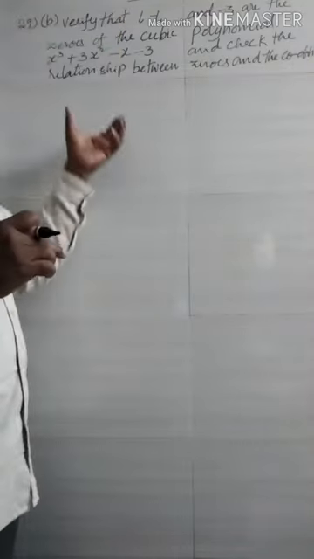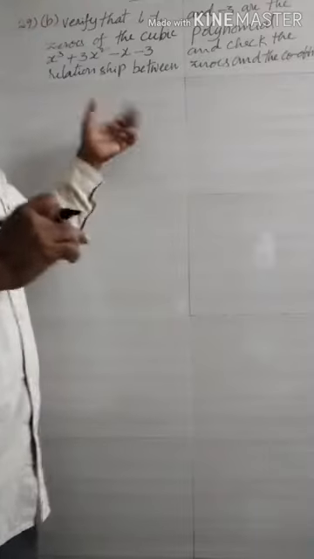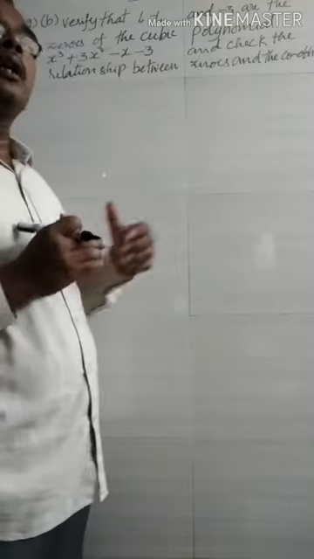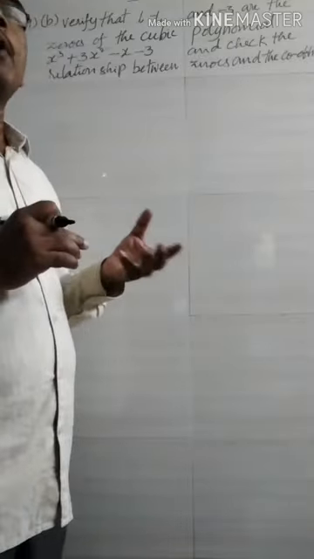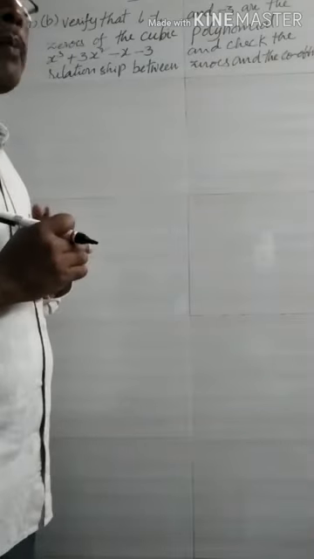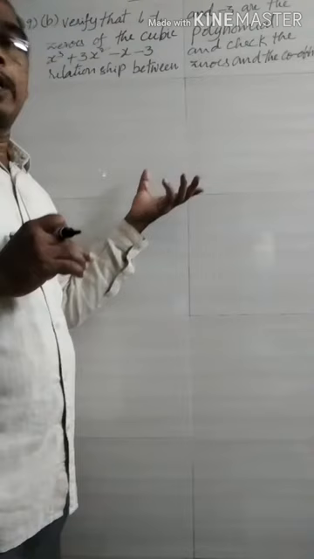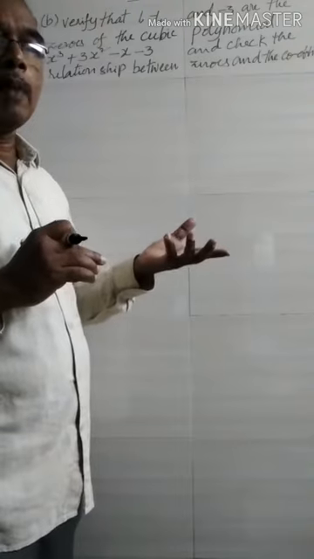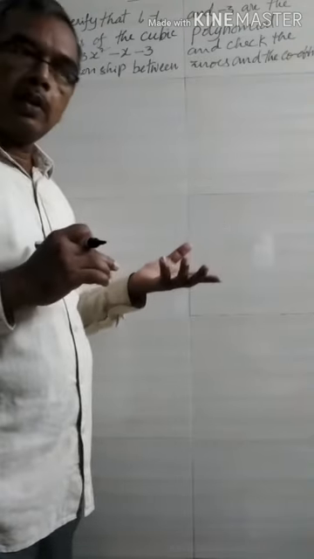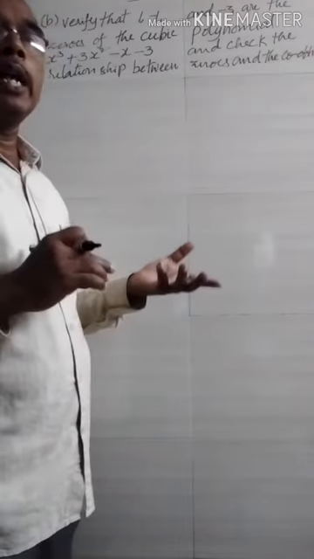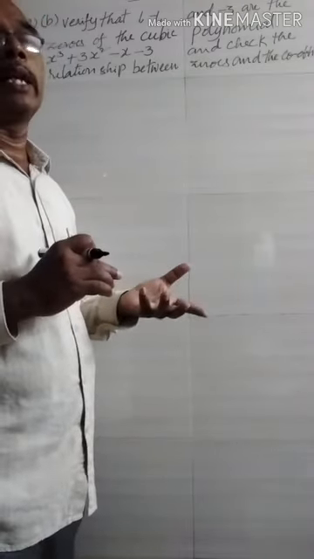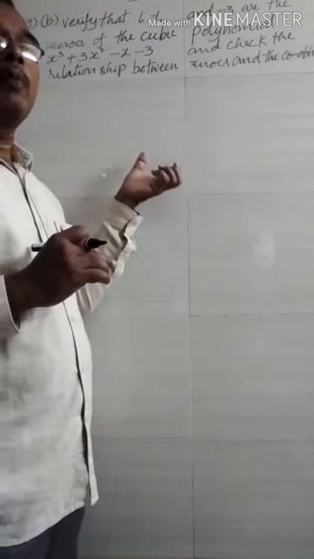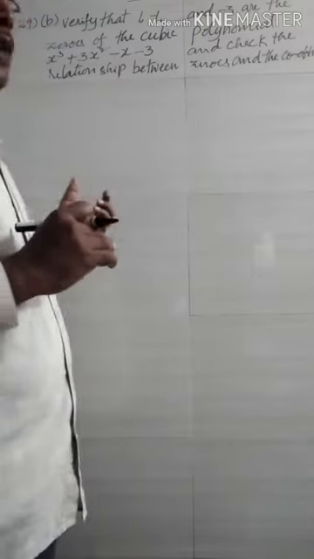That is the question. First, you may observe the given polynomial. It is a cubic polynomial. So how many zeros are there? There are 3 zeros, already we know that. What are those 3 zeros? Alpha, beta, gamma. What is the relationship? Alpha plus beta plus gamma is equal to minus b by a. Alpha beta plus beta gamma plus gamma alpha is equal to c by a. Alpha into beta into gamma is equal to minus d by a. These are the relationships between the zeros of a cubic polynomial and the coefficients of the given polynomial.